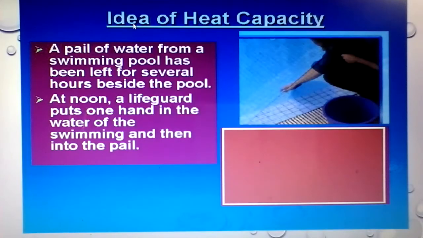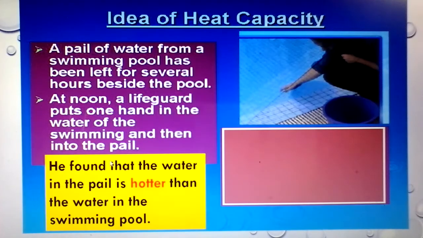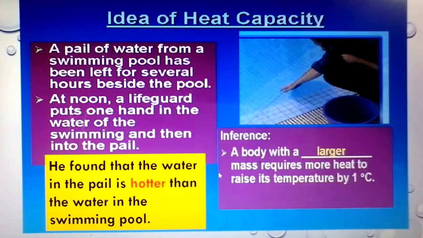Okay, now look at the idea of heat capacity. A pail of water from a swimming pool has been left for several hours beside the pool. At noon, a lifeguard puts one hand in the water of the swimming pool and then into the pail. He found that the water in the pail is hotter than the water in the swimming pool. So what does he infer from this observation?